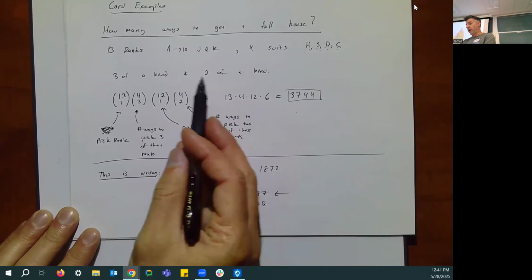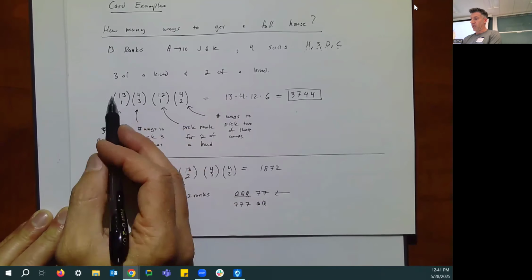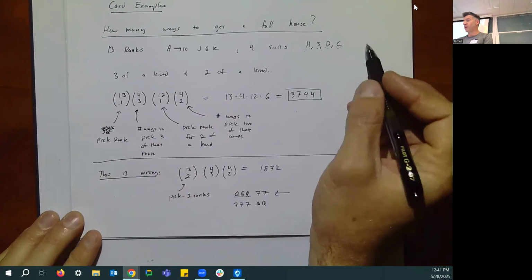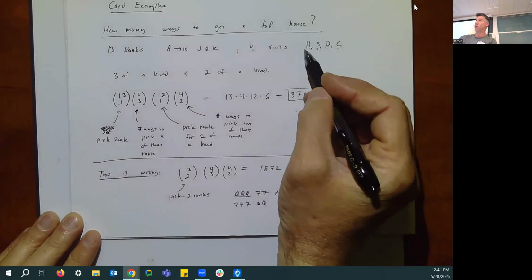So back to this though, the way we talked about this is we first said which of the 13 different ranks, ace, two, three, four, five, six, seven, eight, nine, 10, jack, queen, or king, is going to be the three of a kind. And we say, cool, we pick queens, and then of the four queens, there's four ways we can pick three of them. Either excluding the club, excluding the diamond, excluding the spade, or excluding the heart.